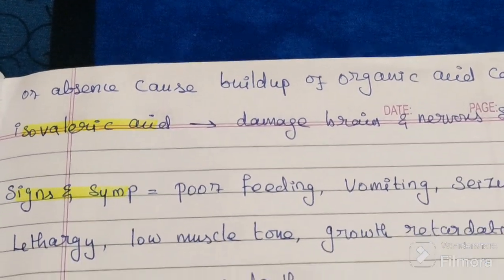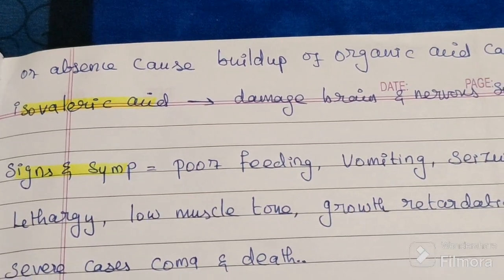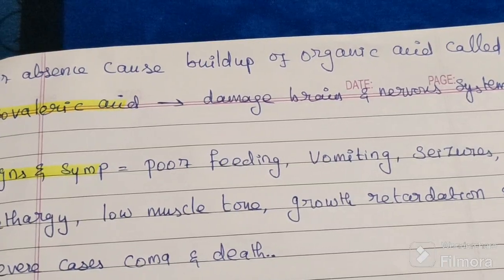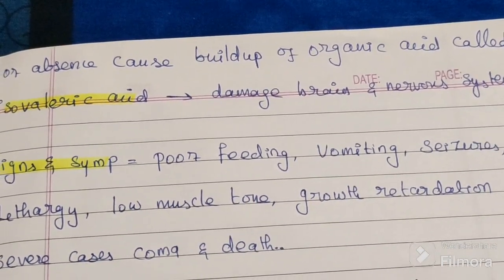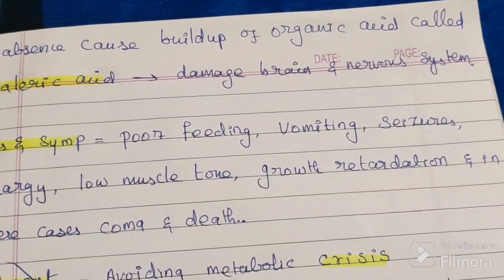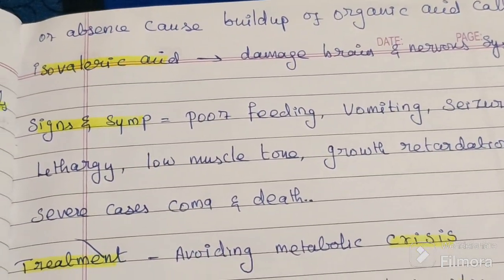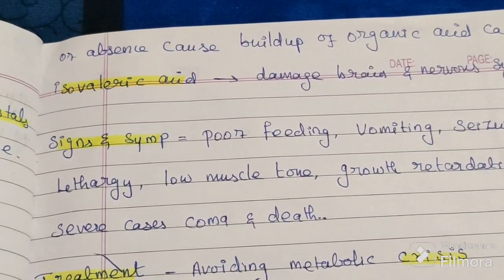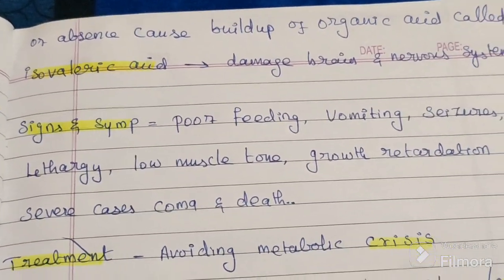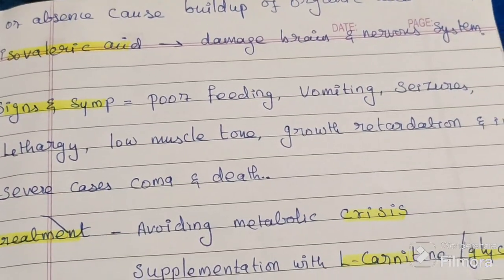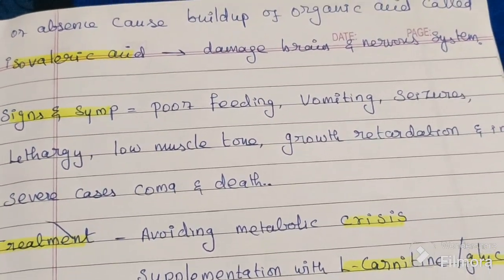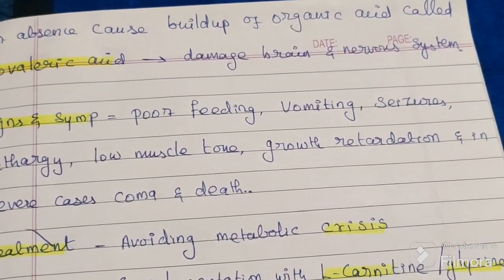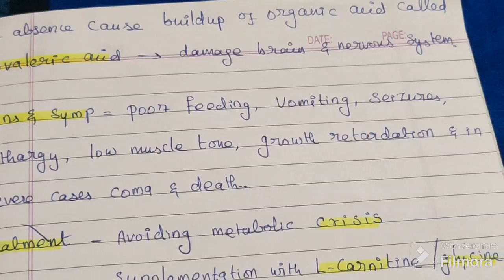or absence causes buildup of an organic acid called isovaleric acid and its related compounds, leading to damage to the brain and nervous system. The signs and symptoms occur within a few days after birth and in later childhood. The symptoms include poor feeding, vomiting, seizure, lethargy, low muscle tone, growth retardation, and in severe cases, coma and death may occur.